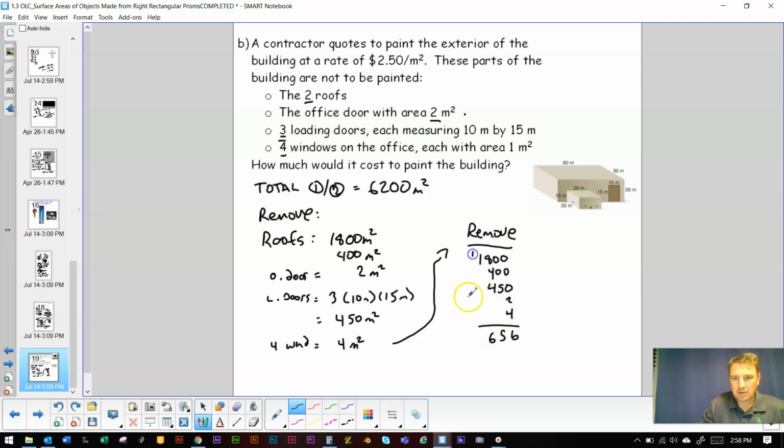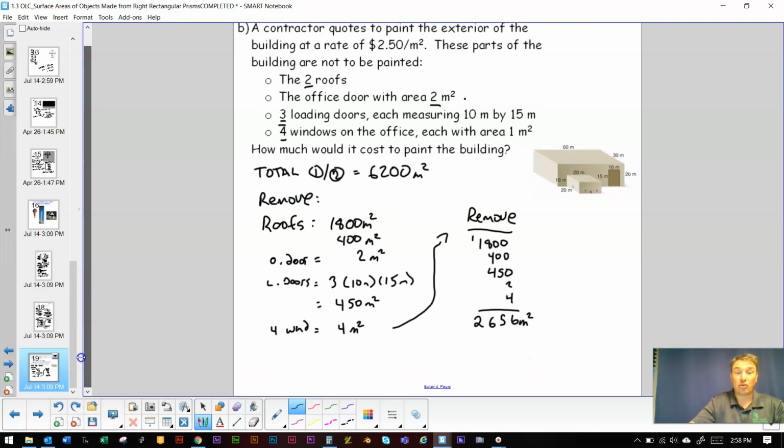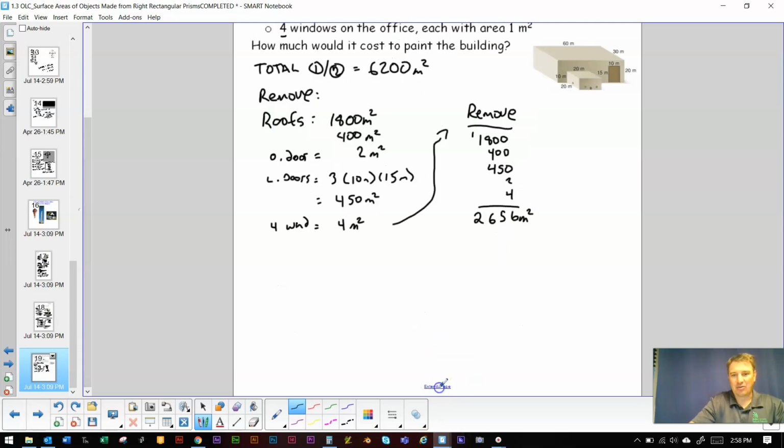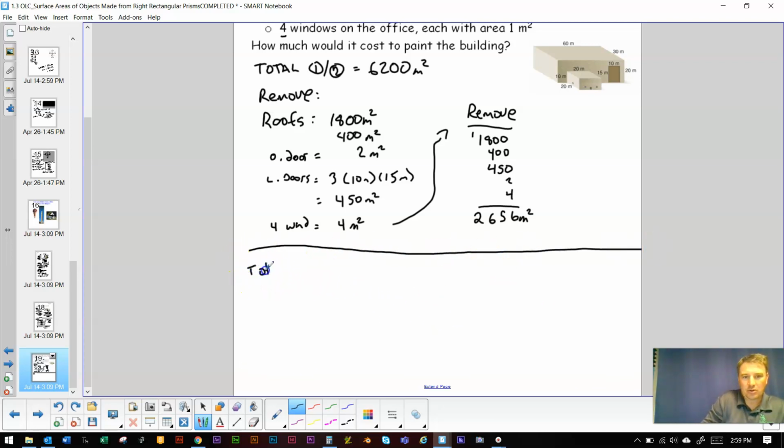So 2,656 meters squared is what we need to get rid of. We're getting a little more space on this one, as usual. So that is important. All right. Now, I'm going to separate this and say how much needs to be painted, or total paintable area.